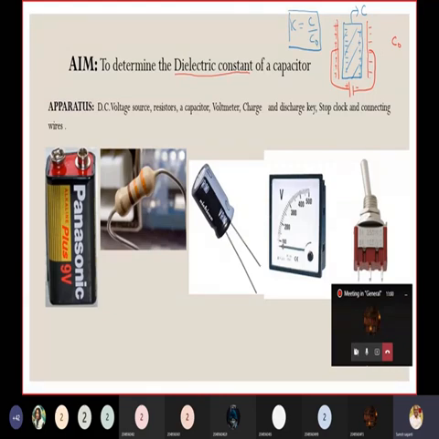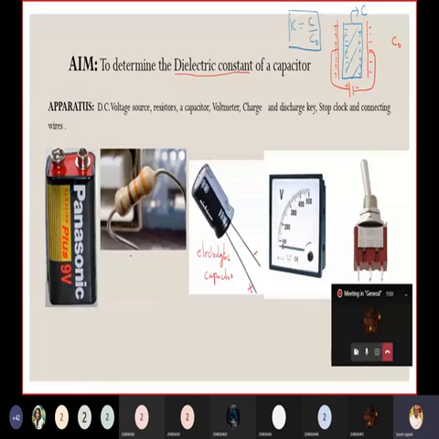So what are the apparatus required? A DC voltage source. We are going to use a battery, which is nothing but a DC voltage source which gives DC. Then a resistor. This is my electrolytic capacitor. This capacitor is going to have two different sized legs. The long leg we call positive, and this one we call negative. This is what we call an electrolytic capacitor.